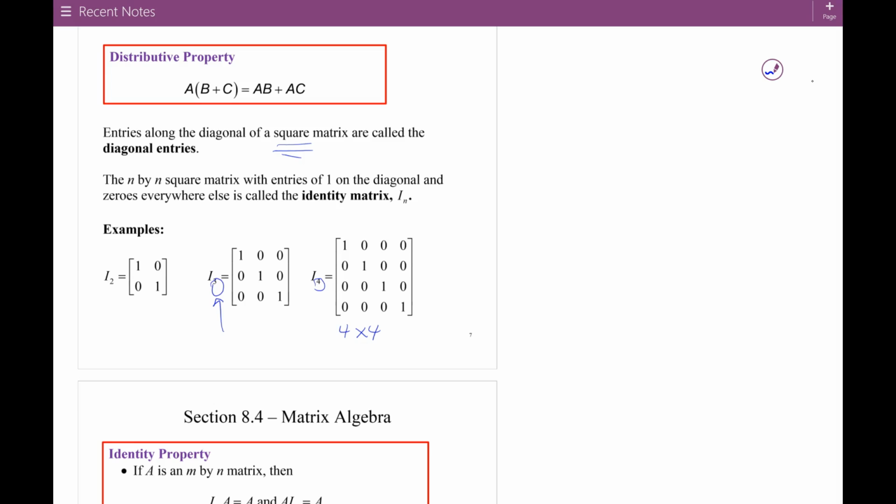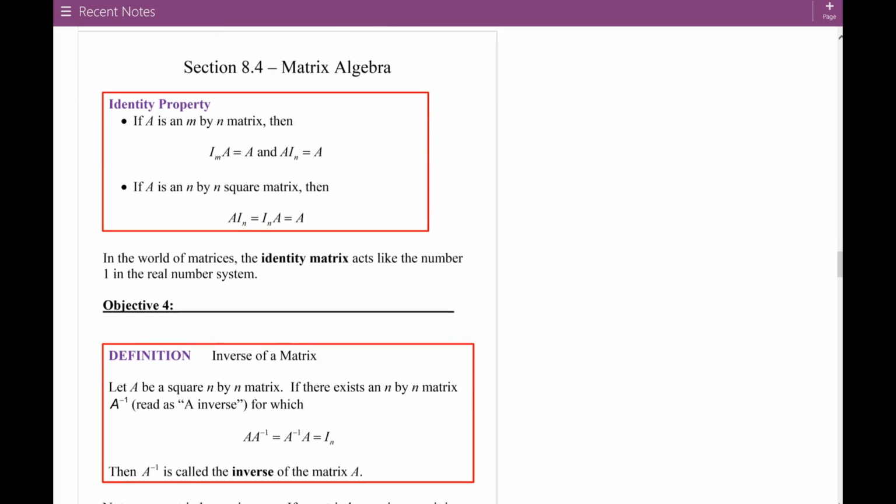And what happens if you multiply by an identity matrix? Nothing changes. So that's what these next properties talk about. But you have to multiply by the right size identity matrix for the matrix multiplication to work. So an identity matrix is always a square matrix, and it behaves like the number 1 in the real number system, where multiplying by it doesn't change anything.